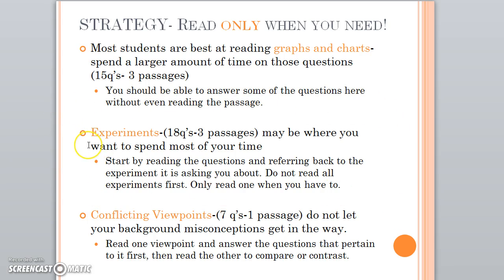Maybe start with the experiment questions, do those first, get those correct, spend about a minute per question there. Then move back to the graphs and charts. Do that second. You should be able to speed through that a little faster. Save the conflicting viewpoints, there's only 1 passage, 7 questions, till the end.